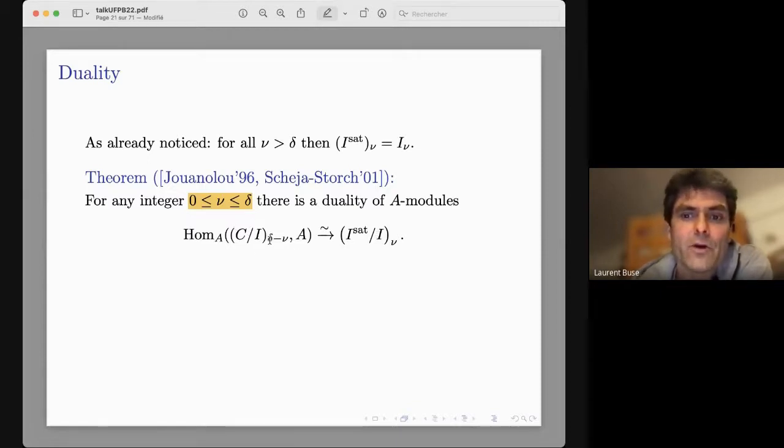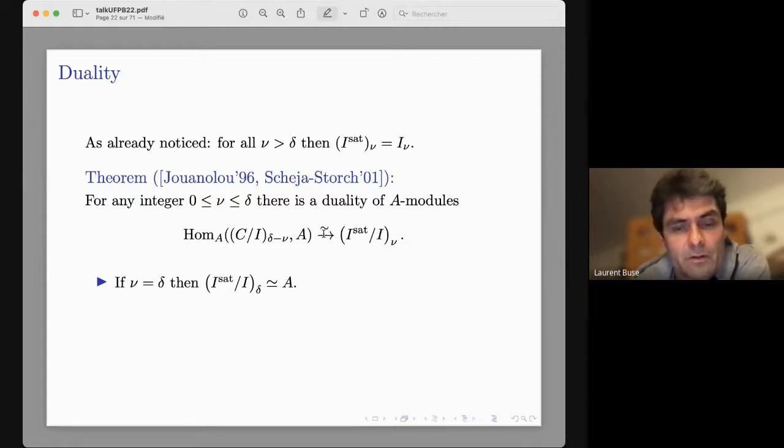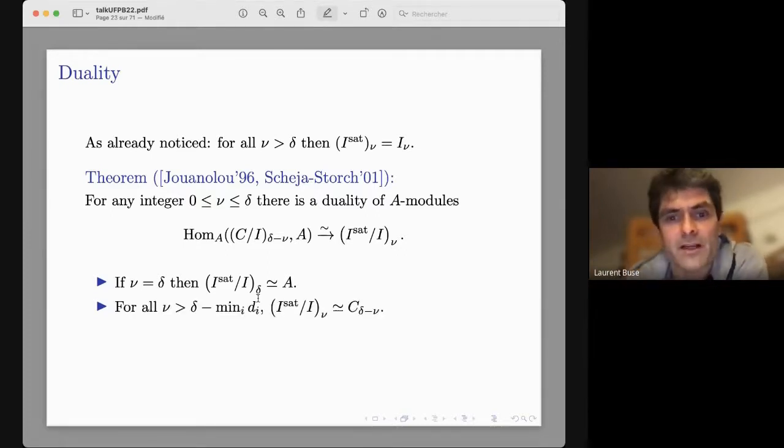Okay, so in some sense, you have another explanation of what is I^sat mod I. Okay, this map is not so explicit. You can make it explicit in some cases, and the cases that are known are the following. For instance, if you take nu equal to delta, you see that here you will get 0. So here you get A. So I^sat mod I in degree delta is isomorphic to A. So the question is, what is a generator as an A-module of this component? We will see it is the Jacobian determinant. I will do it in the next slide.